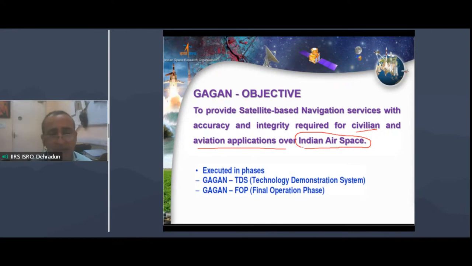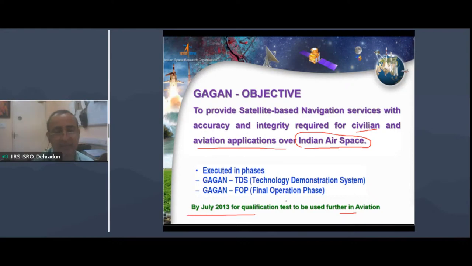So Gagan has basically two phases. Initially, if you have noticed long back, it was a TDS, technology demonstration system. Once it was fully operational, it has been brought now as FOP, which means final operation phase. Now it is at the final operation phase. That means it is fully operational and working and giving its facility. By July 2013, you can say the qualification test was done for aviation to check that the system is working fine, and later it was made a fully operational phase.